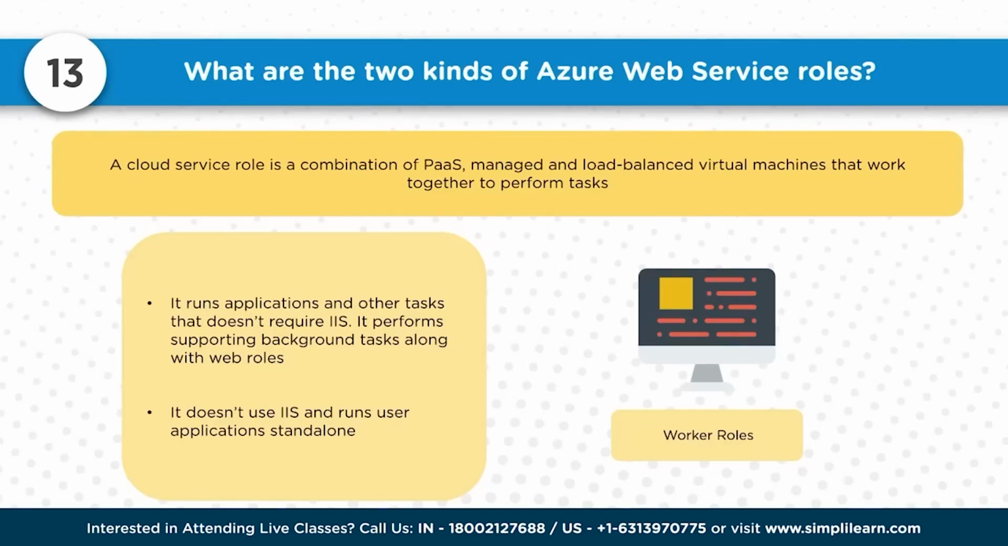The worker roles are mainly used to perform supporting background processes along with web roles and do tasks like automatically compressing or uploading images, running scripts, making some changes in the database, getting new messages from the queue and processing them, and a lot more. The applications, or the work, that does not require IIS, that's what the worker role does.